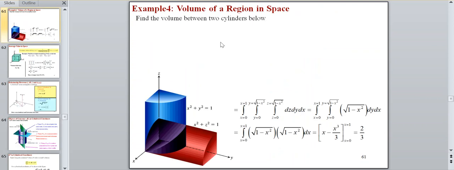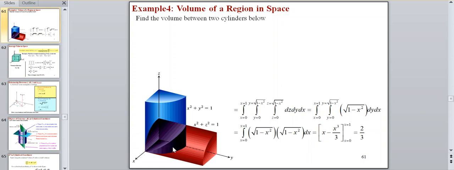Next we have another interesting example. We want to find the volume of this region. What is this region? It's a region between 2 cylinders. One cylinder with this equation, x squared plus y squared equals 1, which is parallel to the z-axis. The other one, x squared plus z squared equals 1, which is parallel to the y-axis.